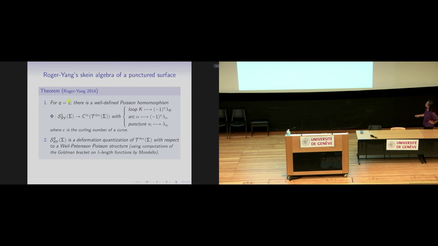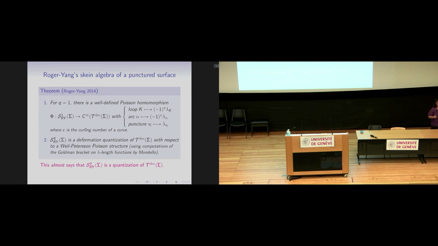So if Q equals 1, there's a well-defined Poisson homomorphism. So there's a Poisson structure that was computed by Mondello from the Skein algebra when Q equals 1 into the lambda length functions. And literally, it's just sending every curve to its lambda length. And if Q is not 1, then once you push it off, you can think of this as some kind of non-commutative deformation of the decorated Teichmuller space. Okay? Any questions? So this is really like a mimic of the story for the Skein algebra.